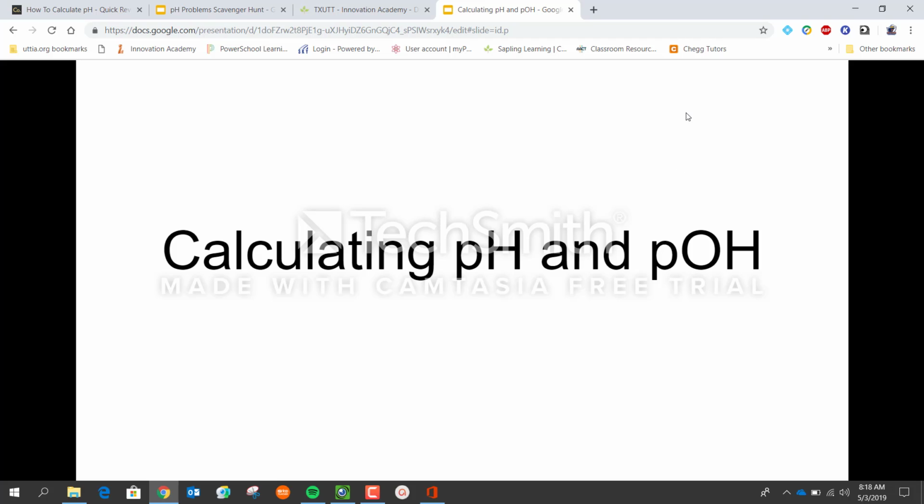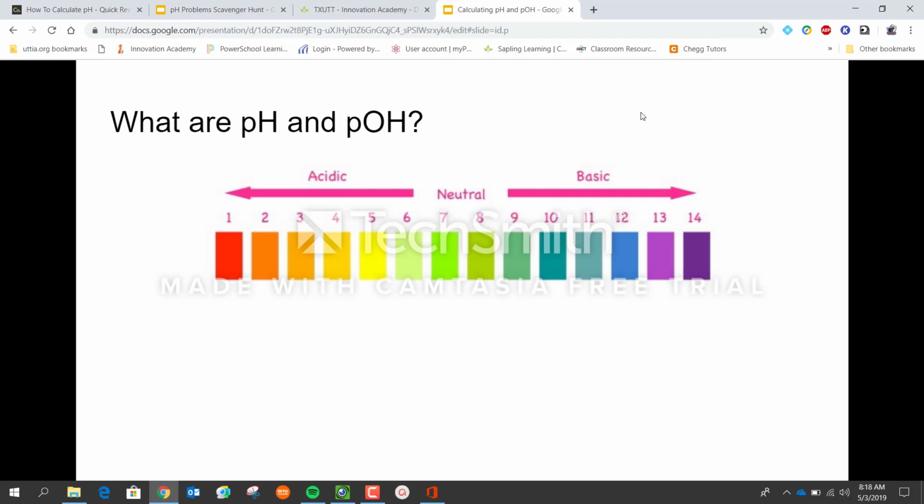Okay, now that we have talked about what acids and bases are and the different definitions for those, we want to look at how we actually get the number that shows up on the pH scale. How do we find that number? So to review, what are pH and pOH?